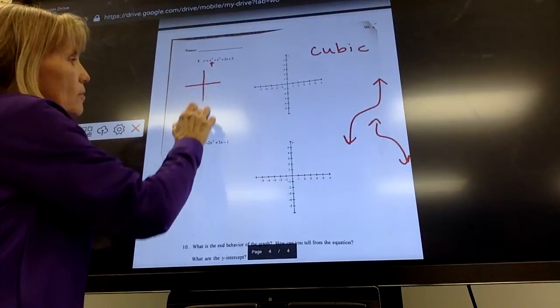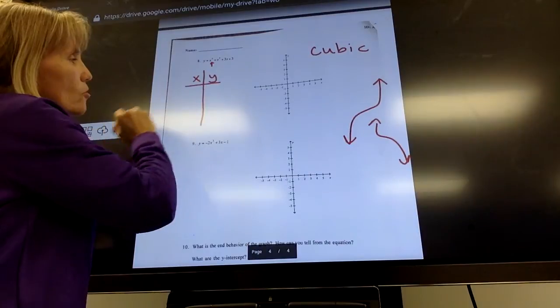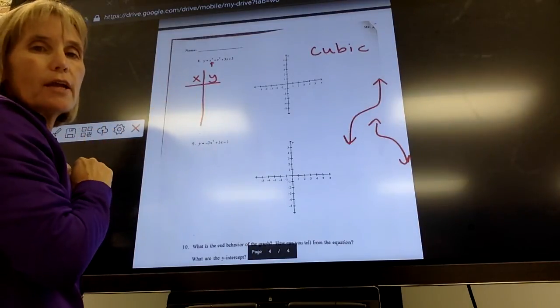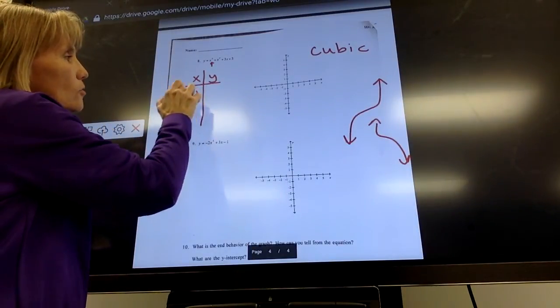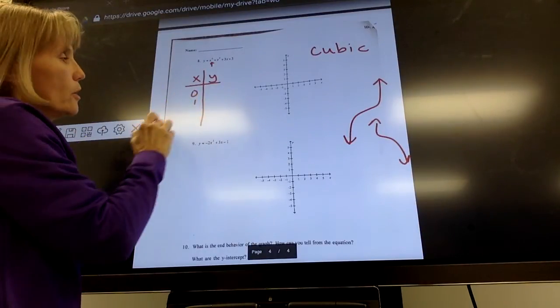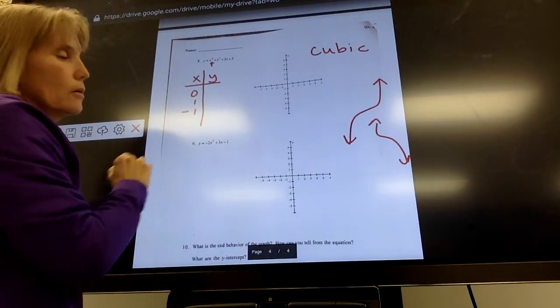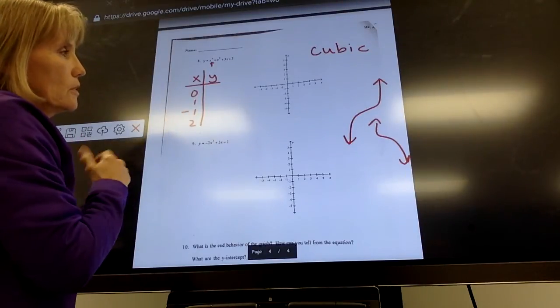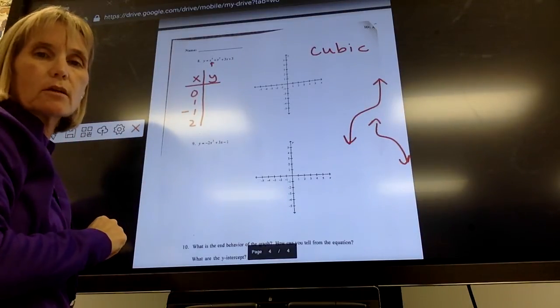Again, make a table of values. You can pick out different x values that you want to put in. 0 is always an easy one to put in. Positive 1 is pretty easy to put in. Put in a -1. Put in a +2. See what happens to your graph. What does it look like?